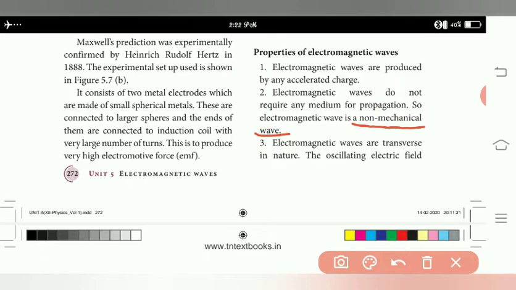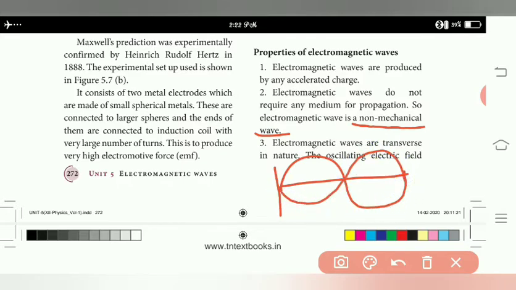Electromagnetic waves are transverse in nature, because whenever the electric field is in this direction, the magnetic field is perpendicular to the electric field, and then the electromagnetic wave will be perpendicular to this paper plane. This is the electric field and this is the magnetic field. This is the electromagnetic wave.